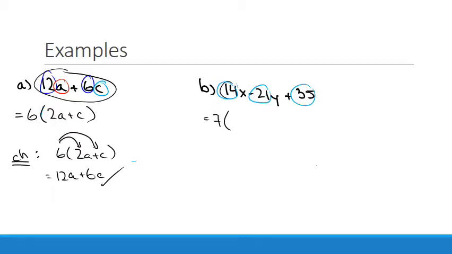I write it out, I make my bracket, and then now I'm going to go through and rewrite each of these terms with the 7 removed. So like I said before, what makes 14? Well, 7 times 2 makes 14. So I'm going to put 2 down, and then the x, because the x is still there. I've removed the 7 from negative 21y, so then I would have negative 3y. I've removed the 7 from the positive 35. I'd be left over just with a positive 5.